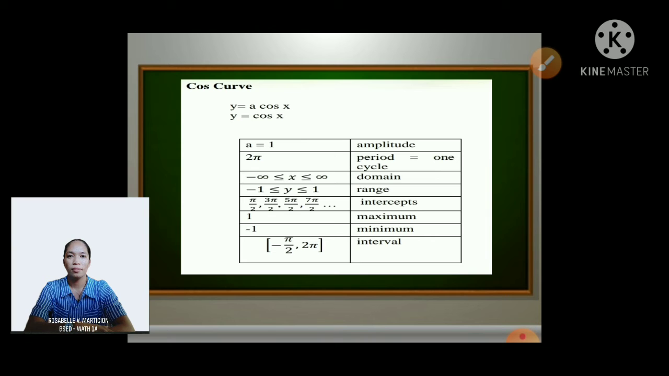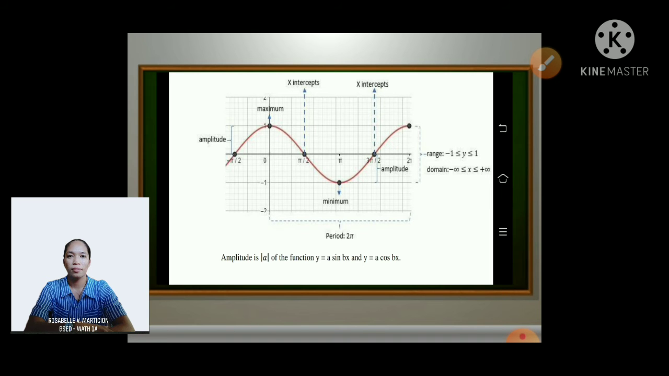So the intercepts are pi over 2, 3 pi over 2, 5 pi over 2, and 7 pi over 2. The maximum point of this graph is 1, and the minimum point is negative 1. And the interval is negative pi over 2 to 2 pi. So this is the graph of the given y equals cos x.